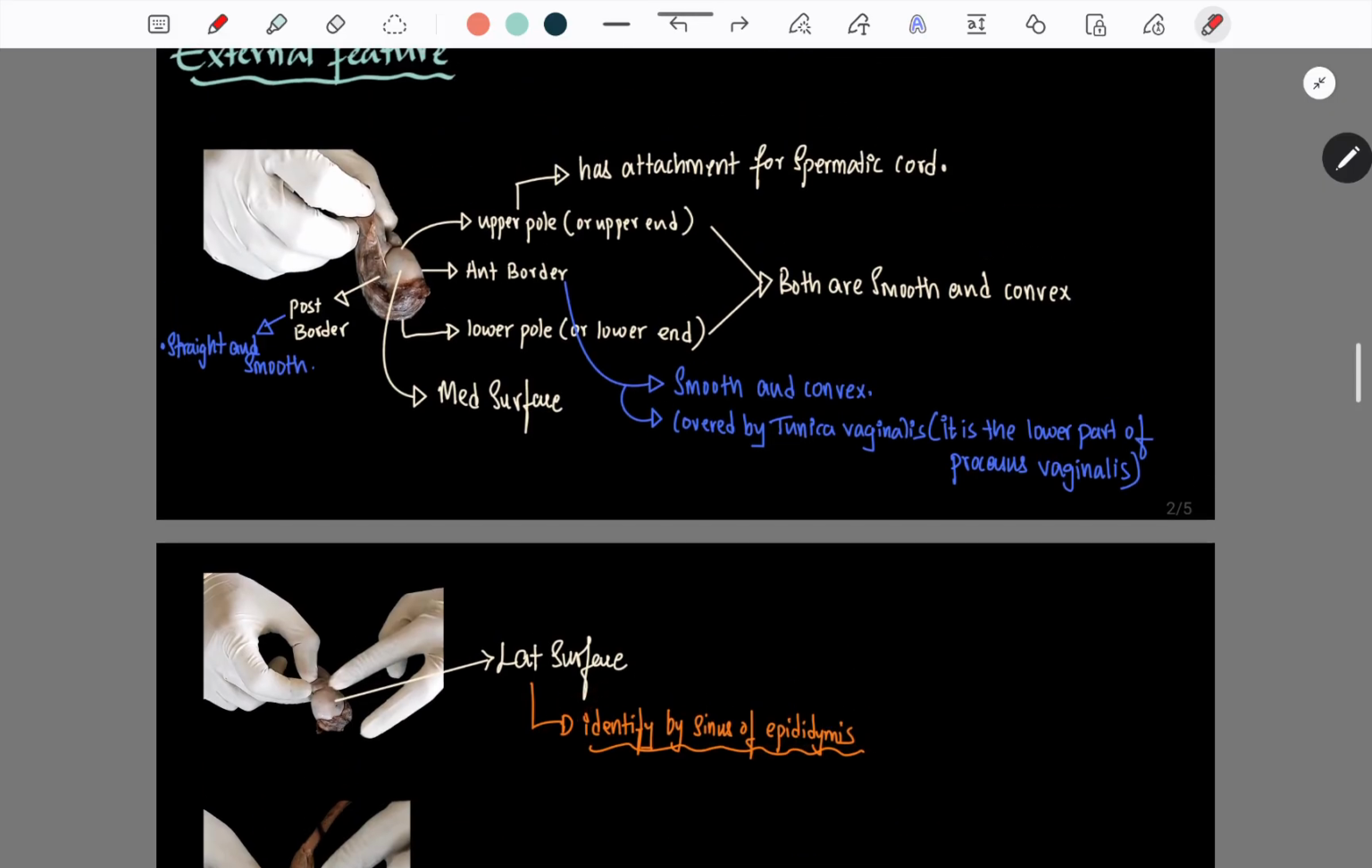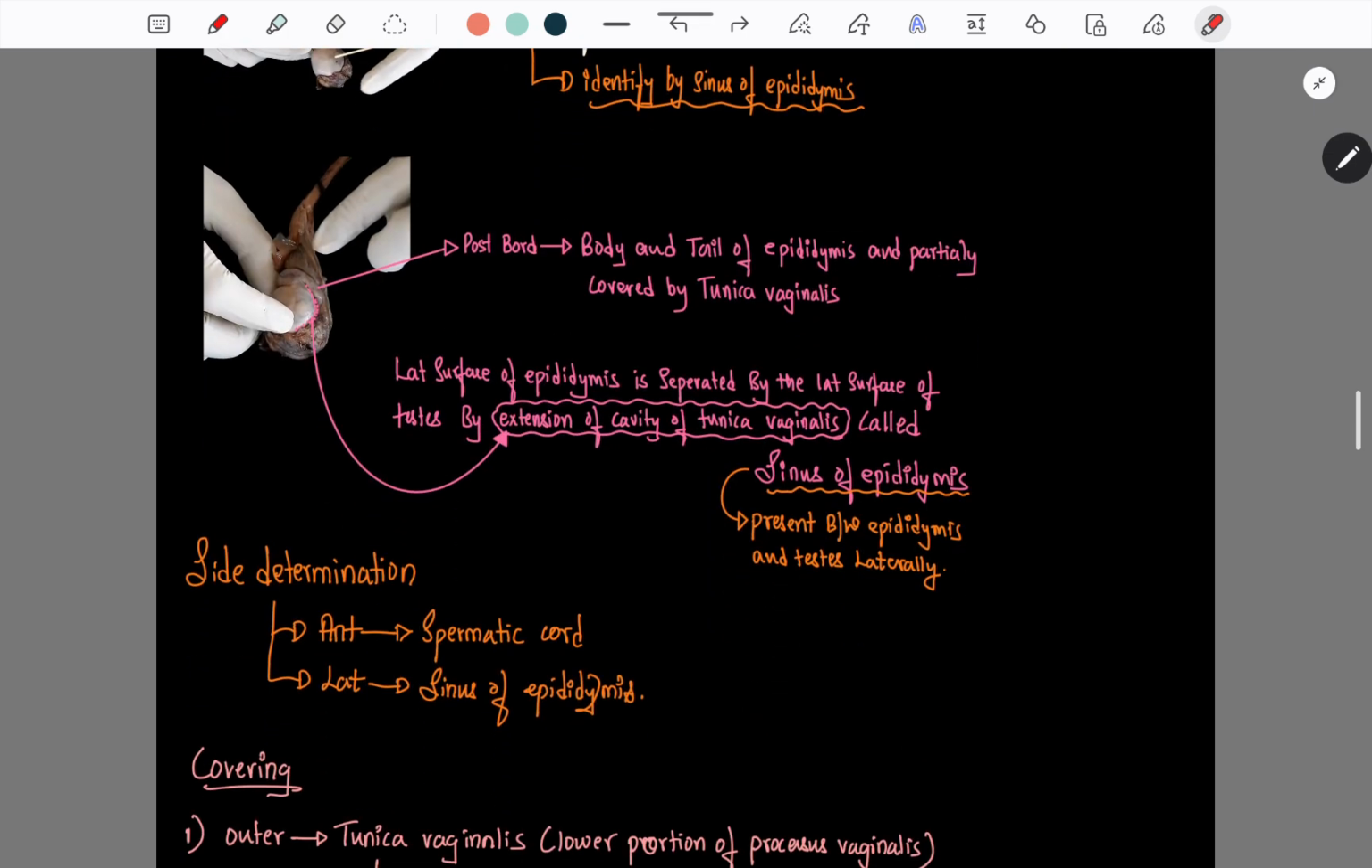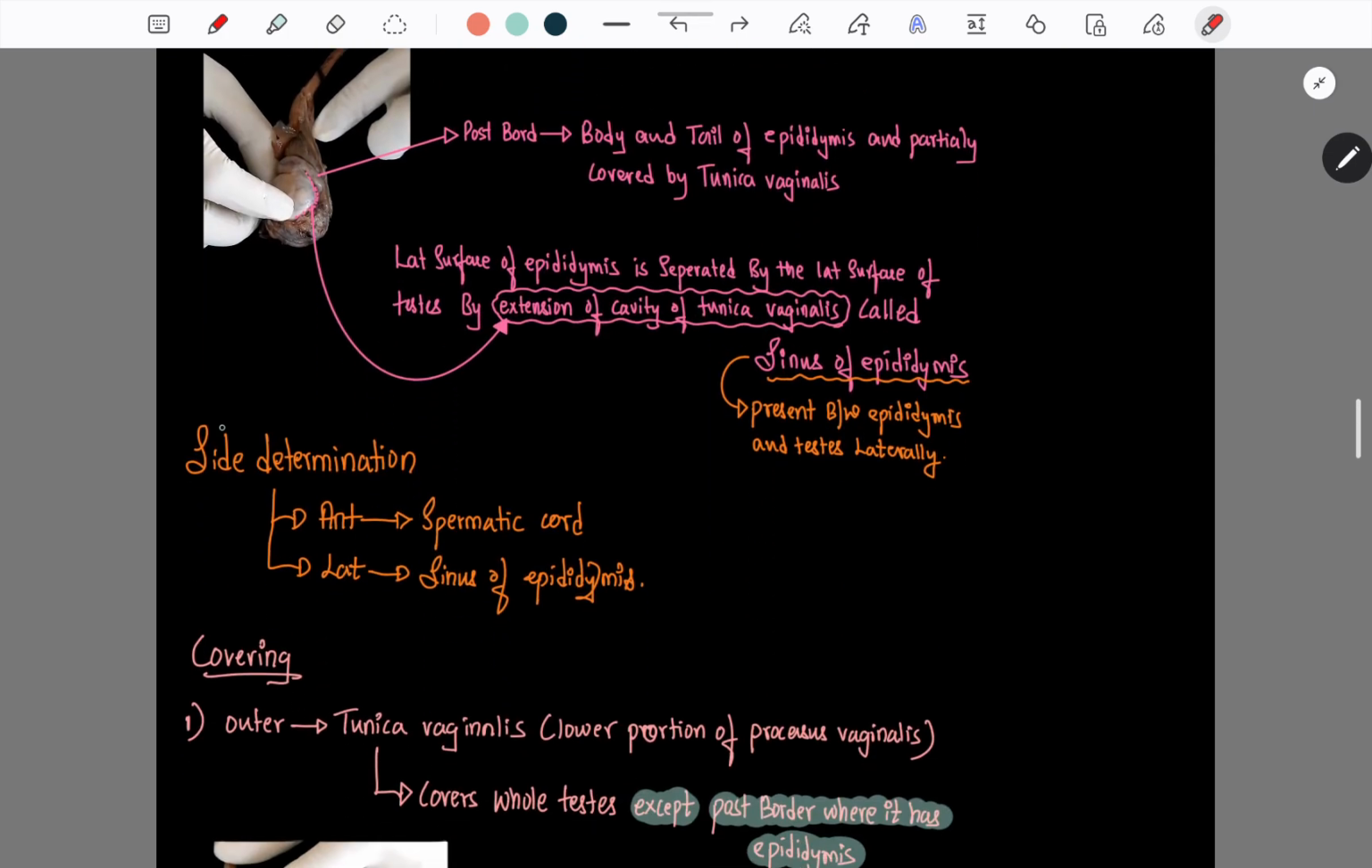As I said, the medial surface is opposite to the lateral surface, common sense. So side determination: the spermatic cord comes here, that is the upper pole. The spermatic cord will come, and here it is the upper pole. Front is the anterior border, and laterally the sinus of epididymis.